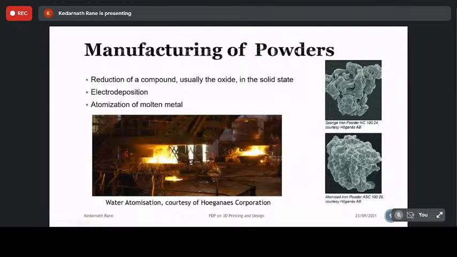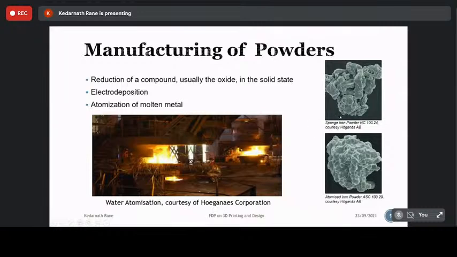When it comes to the manufacturing of powders, as you may be aware, there are multiple processes. Through chemical treatments you can produce powders, usually in the form of oxides or plates. Electrodeposition is another process. Atomization of powders is a mature process for the production of spherical powder. Here you can see the water atomization process, which is very much viable for steels and other metals.